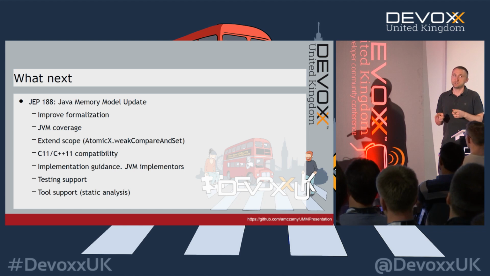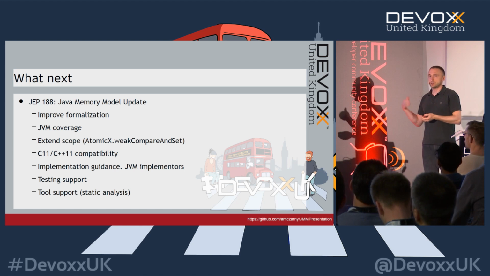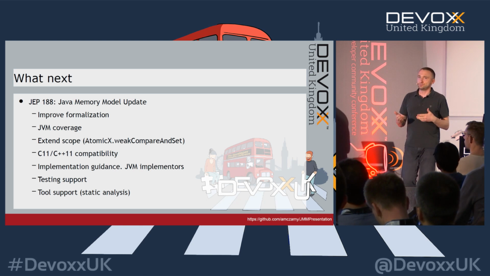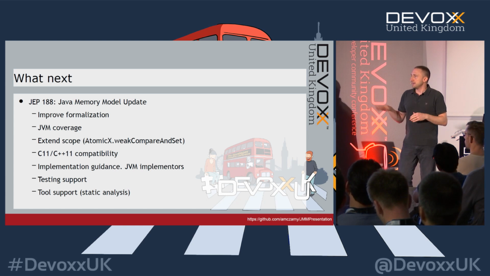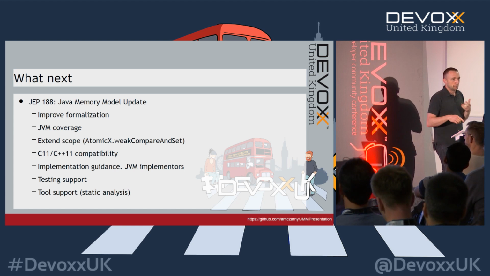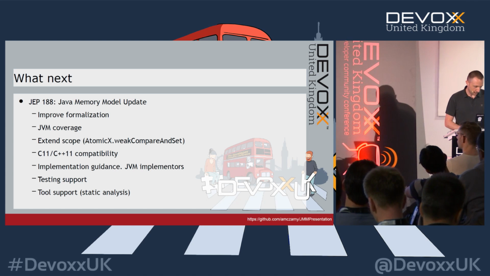Testing support, JCStress is the candidate. It's already used on the new releases and new features. And some tool support and static analysis to be able to detect those kinds of issues.